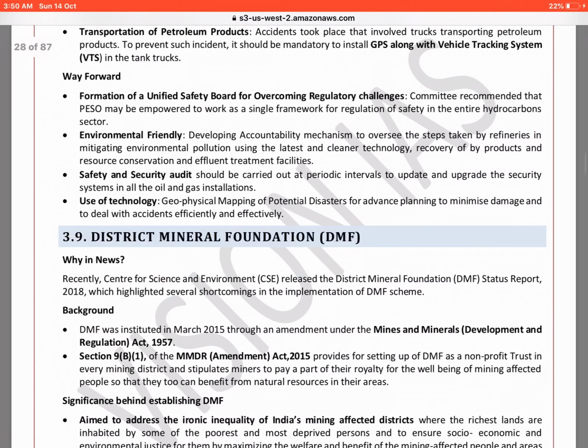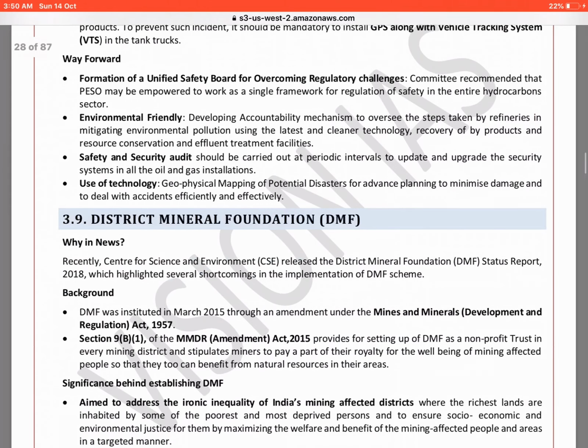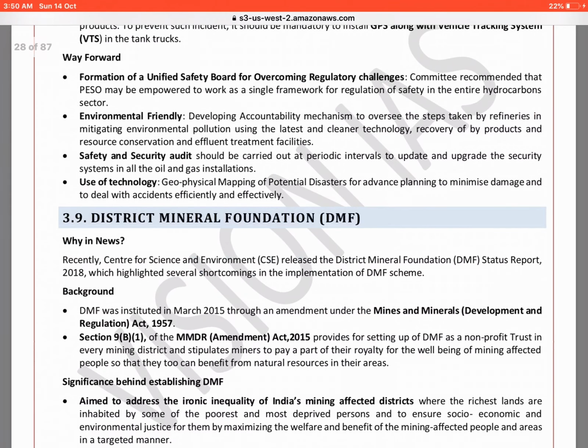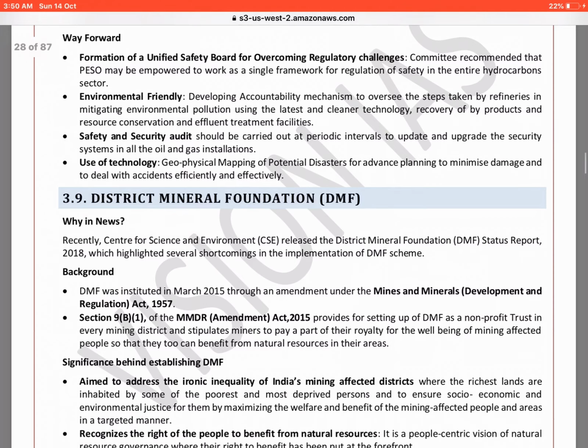The way forward is the formation of a unified safety board for the three ministries. Instead of three ministries, there should be a unified board that looks after safety and makes safety guidelines. Second, it should be environment friendly. Third, safety and security audits should happen, with periodic audits and upgrades of the security system.